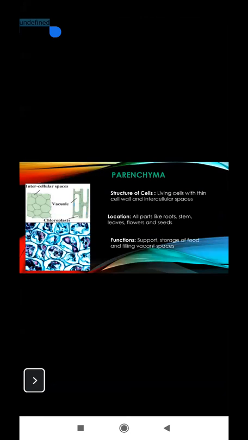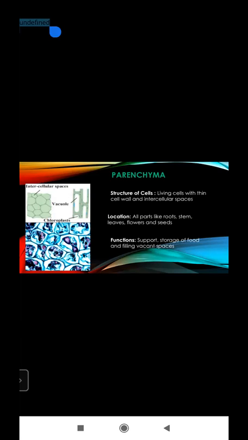Talking about the structure of the parenchyma cells, they are living cells with rich cytoplasm. They are thin-walled, with intercellular spaces between them. Usually, they are found in parts like root, stem, leaves, flowers, and seed. Almost all the parts of the plant contain parenchyma tissue.